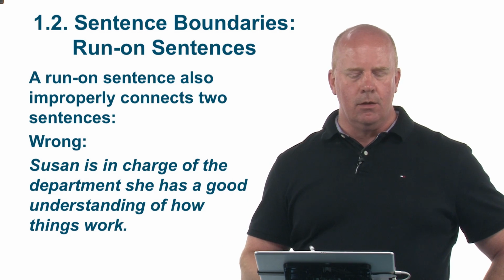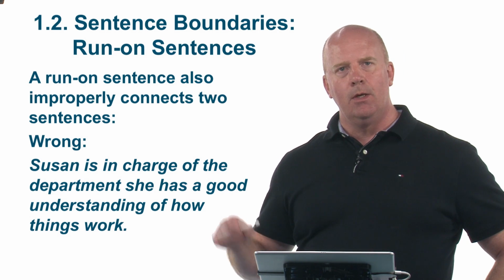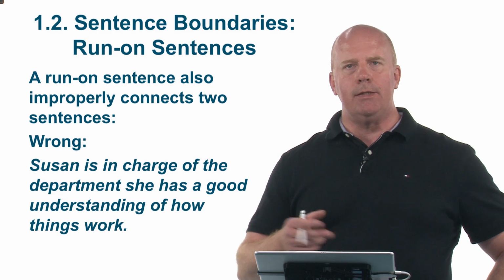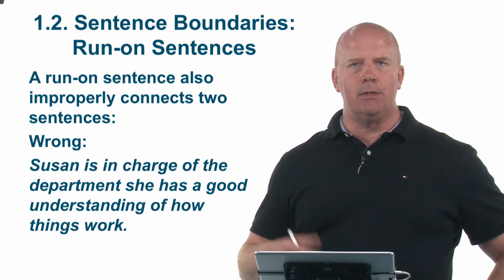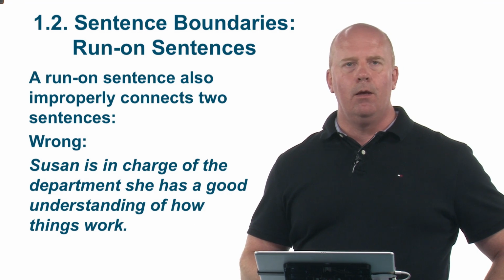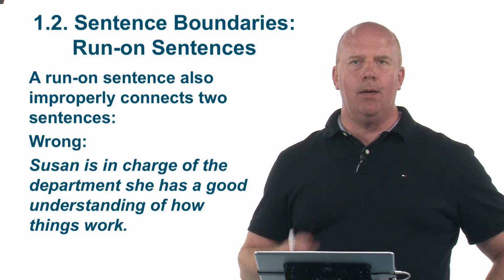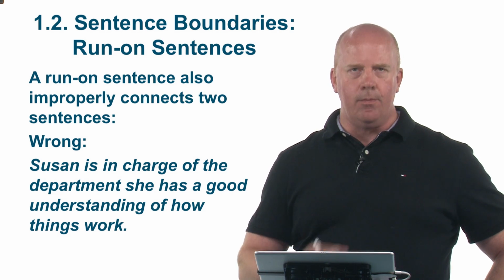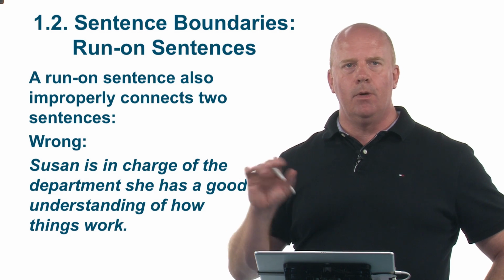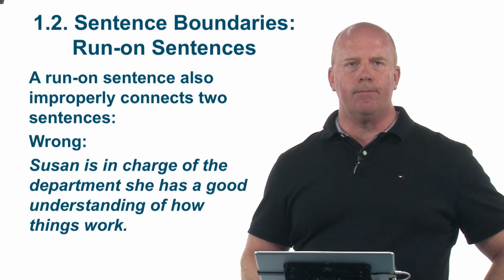So we've got here, Susan is in charge of the department. That's one sentence. She has a good understanding of how things work. Now, a run-on sentence is like a comma splice, but it just doesn't have a comma splicing it. It just runs on. And in this case, we can do the same thing we did in the previous example. So after the word department here, Susan is in charge of the department. Period, capital she, or semicolon, or conjunction.